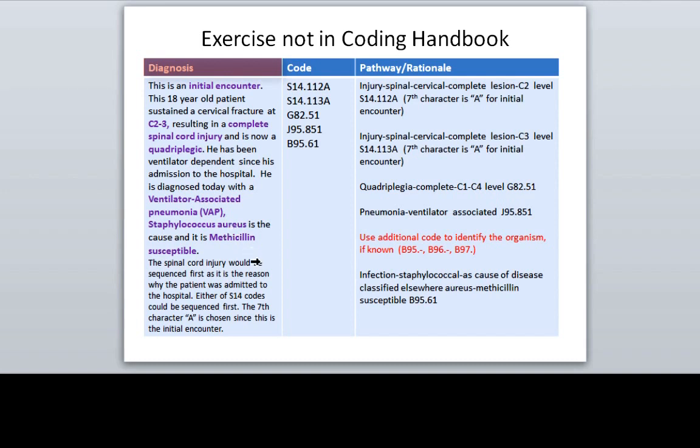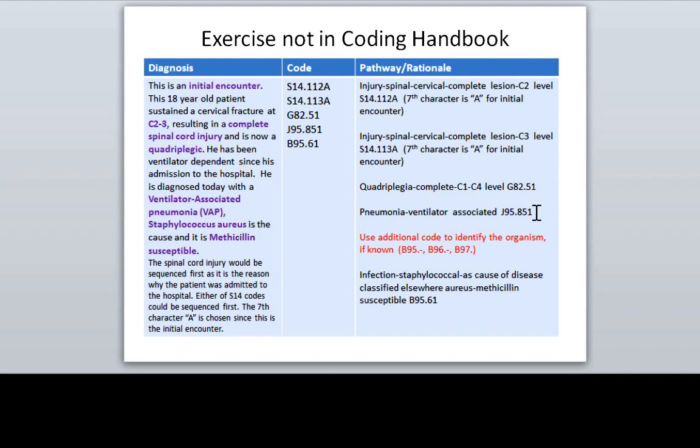In this case, that spinal cord injury will be sequenced first, as it is the reason why the patient was admitted to the hospital. Either one of these 2 codes, the S14 codes, could be sequenced first. And as I mentioned earlier, the 7th character A is for the initial encounter. So here are the 2 spinal cord injuries, C2 and C3. Here's the quadriplegia, complete, C1 through 4 level, and the ventilator-associated pneumonia.